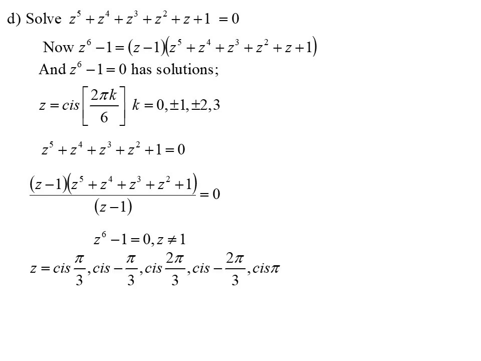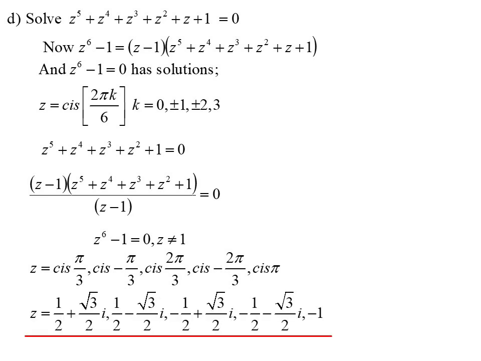So there they are. And in this case, their exact values, we can work those out. There we go. We end up with half plus root 3 on 2 i, half minus root 3 on 2 i, and so on. There are the 5 solutions.